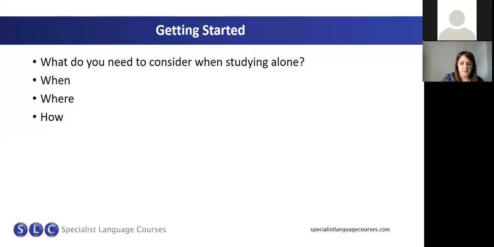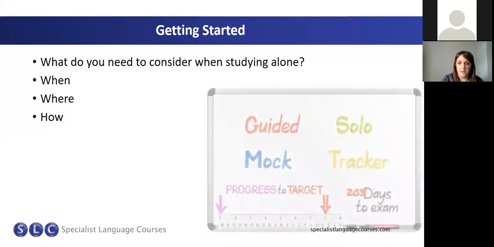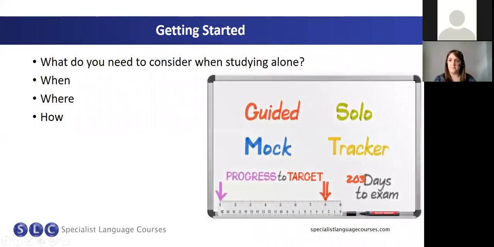So let's have a quick look at the online IELTS library and have a look at what you can do on the library. So this is the home page. This is the page that you'll get each time that you log in to the online library. As you can see, there are 4 sections. We have the guided section in red, the solo section in green, the mock section in blue, and the tracker section in yellow.